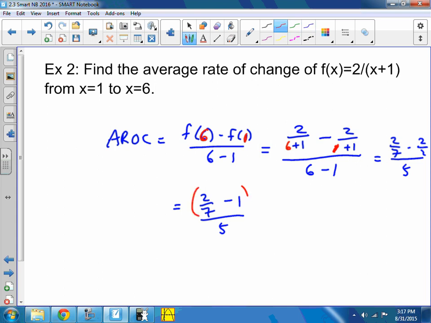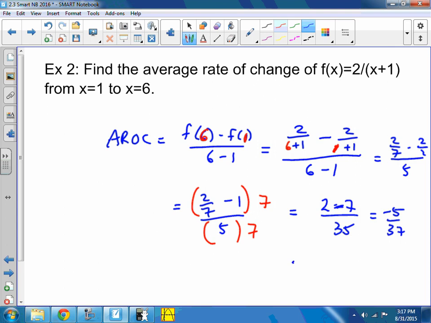Maybe we can multiply top and bottom by 7. That might be a good strategy. So this would basically give me 2 minus 7 all over 35, so that the answer is negative 5 over 35, or simplifying that, negative 1 over 7. So what exactly is this thing? This is the average rate of change.